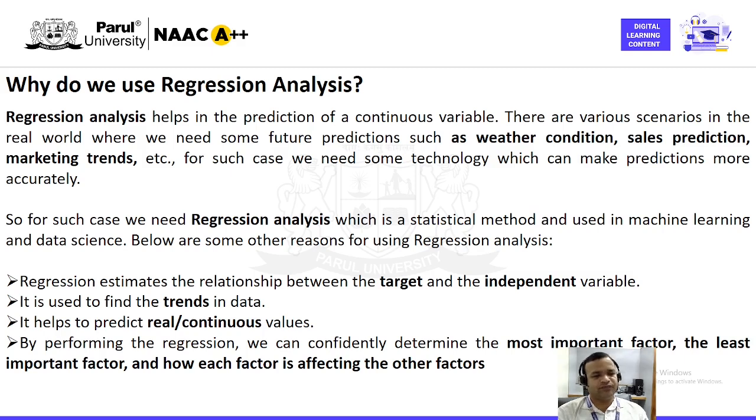So for such cases, we need regression analysis, which is a statistical method used in machine learning and data science. There are some reasons for using regression analysis. Regression estimates the relationship between target and independent variables. We already discussed this, and it is used to find the trends or patterns in the data. With the help of the relationship between the variables, you can develop the pattern and find the trends in the data. It helps to predict real or continuous values.